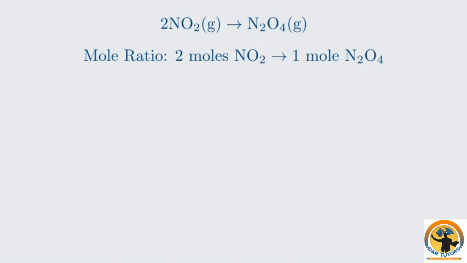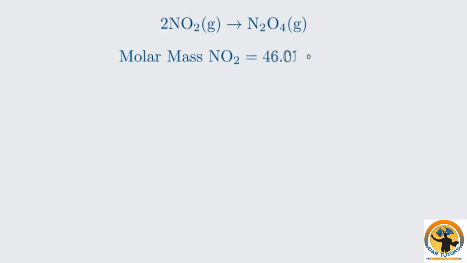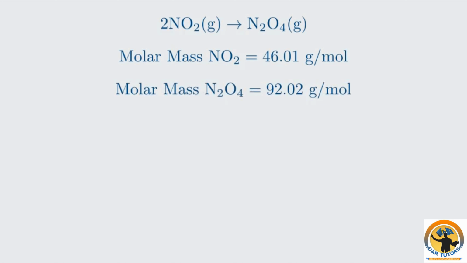More usefully, the coefficients also represent the mole ratio. So, 2 moles of nitrogen dioxide molecules react to form 1 mole of dinitrogen tetroxide molecules. And from this mole ratio, we can deduce mass relationships. The law of conservation of mass states that the total mass of reactants equals the total mass of products. Let's calculate the molar masses. For NO2, the molar mass is 46.01 g/mol. For N2O4, it's 92.02 g/mol.